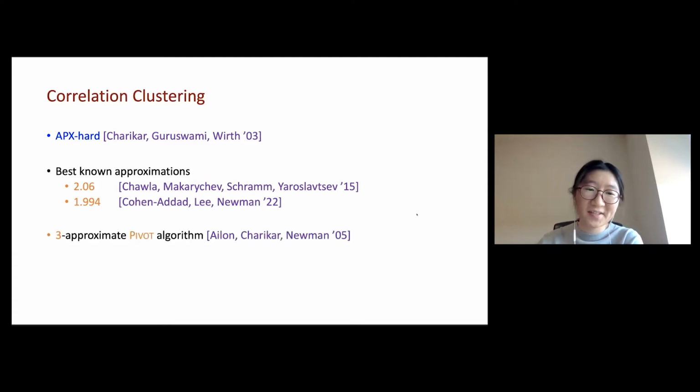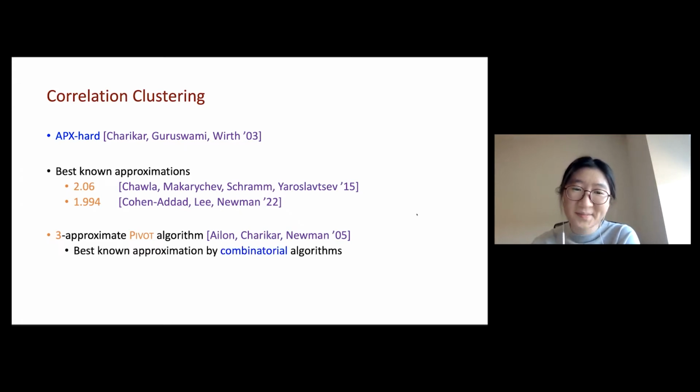On the other hand, there's an extremely simple 3-approximation for correlation clustering, which is called the PIVOT algorithm. And this is by the work of Ailon, Charikar, and Newman. This PIVOT algorithm remains the best known approximation so far by any combinatorial algorithm. And it is also crucially used in the above-mentioned LP-based algorithms.